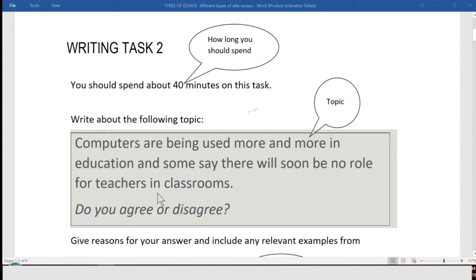Okay, so that's the topic, and then we have the question: do you agree or disagree? Okay, so you're asked whether you agree with that statement or disagree. Okay, so I call that the question. So the first part is the topic and the second part is the question.